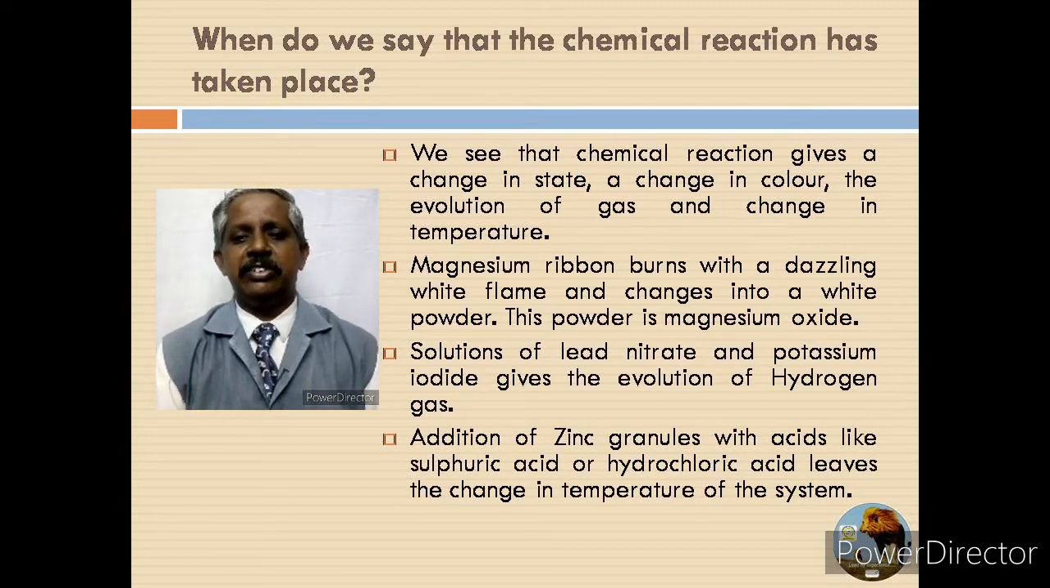Solutions of lead nitrate and potassium iodide give a precipitate. Addition of zinc granules with acids like sulfuric acid or hydrochloric acid leads to the evolution of hydrogen gas and a change in temperature of the system.